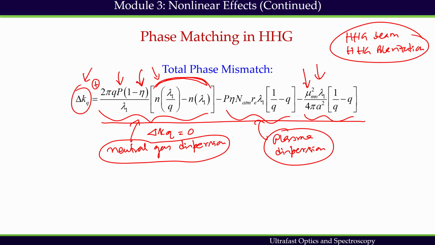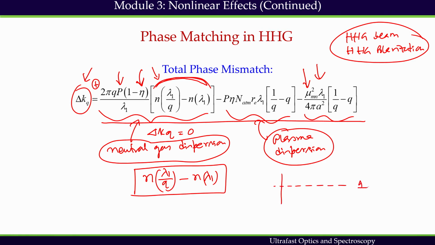The negative contribution is because the delta n, what we have written here, n(lambda 1 by q) minus n(lambda 1), is always negative. Why? It is because the refractive index in the X-ray regime is less than 1. So this value is always less than 1 and this value is always greater than 1.